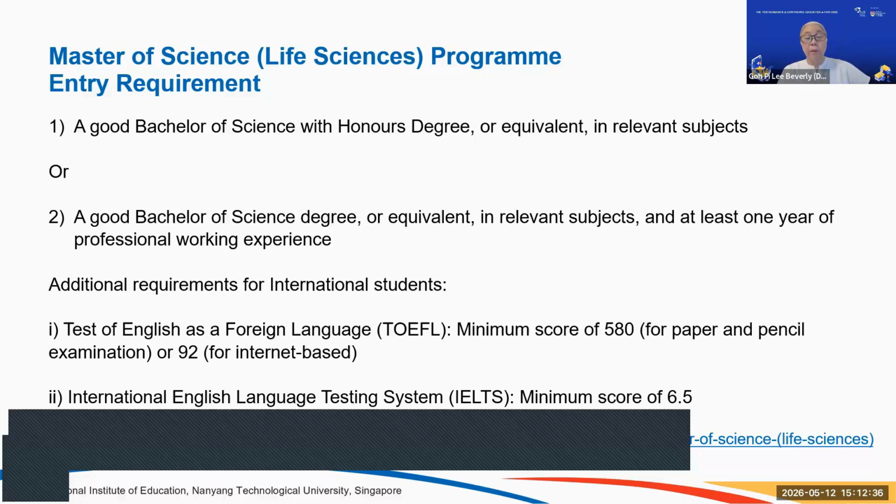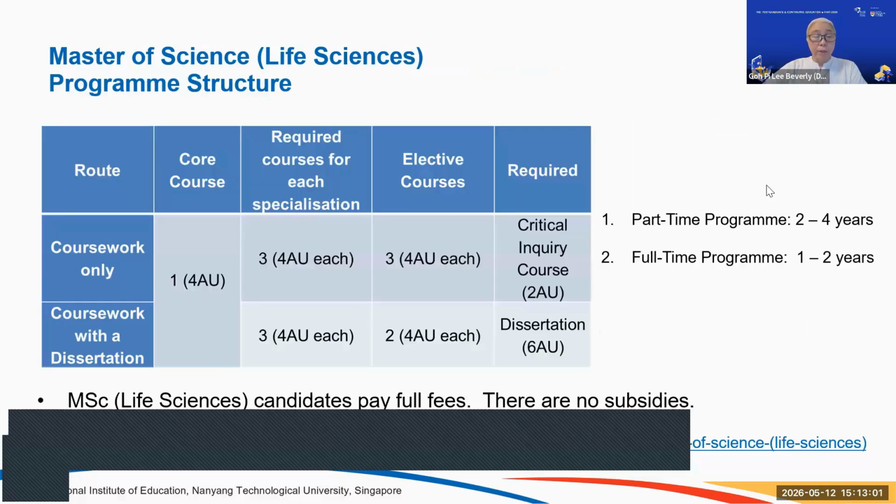And as well, very importantly, the International English Language Testing System, IELTS. These are people from overseas who may come from different universities and study in a language other than English. So for the IELTS, you need to have a minimum score of 6.5 in order to be eligible to enroll in this program. What is the structure of the program like?